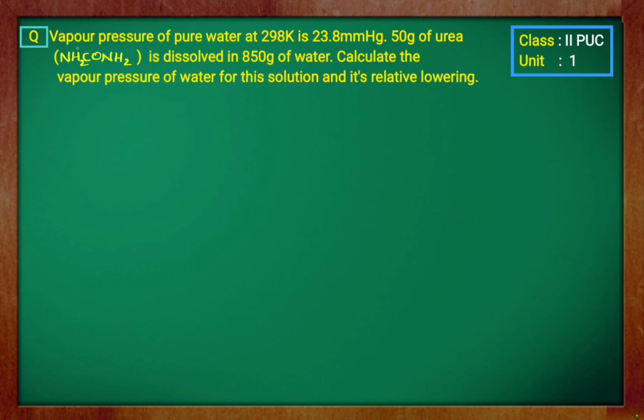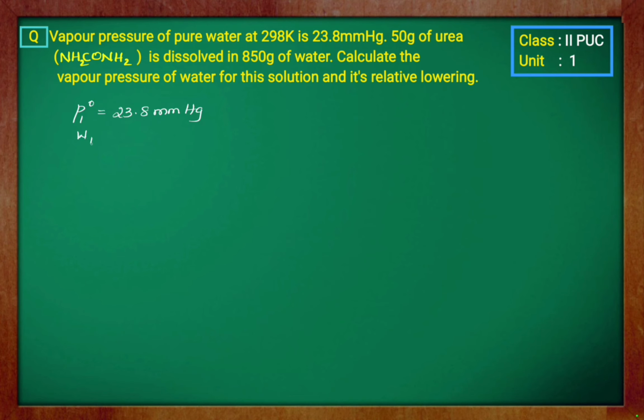So here we can make use of Raoult's law. So we have solute and solvent. Parameters related to solute, we shall represent by subscript 2, and the parameters related to solvent, we shall represent by subscript 1. So we are given the vapor pressure of pure water. Water is the solvent, so vapor pressure is denoted by P1. Since it is for pure solvent, we'll write it as P1 naught, that is 23.8 mm Hg.